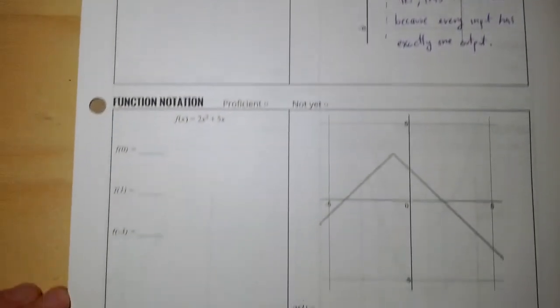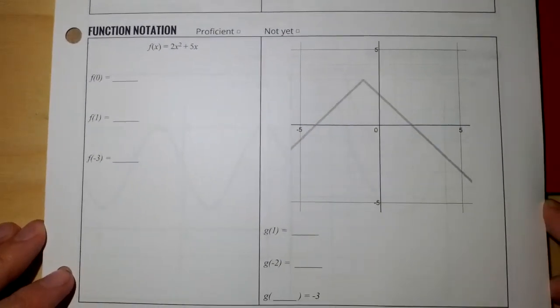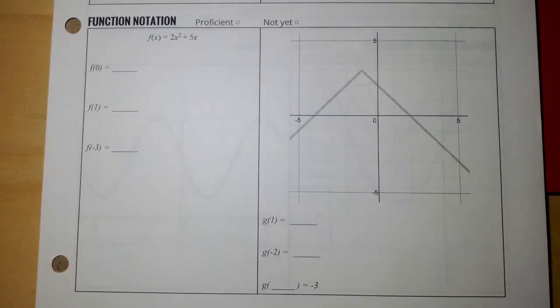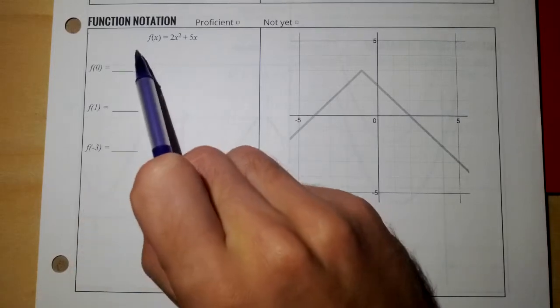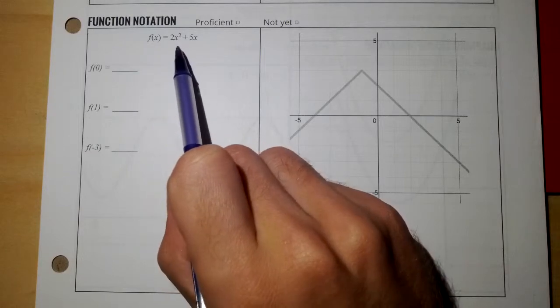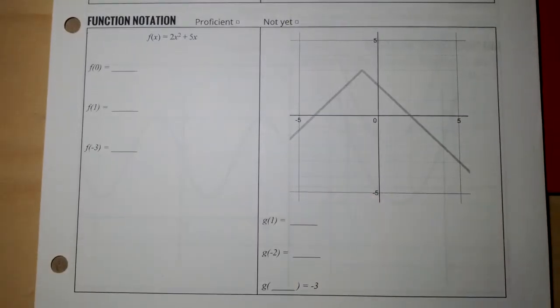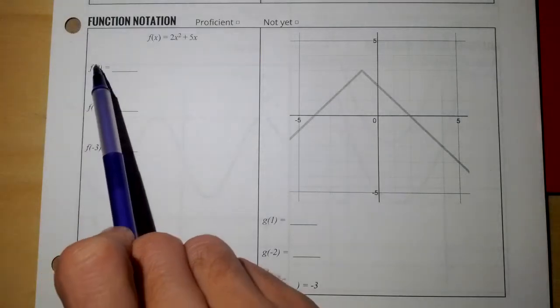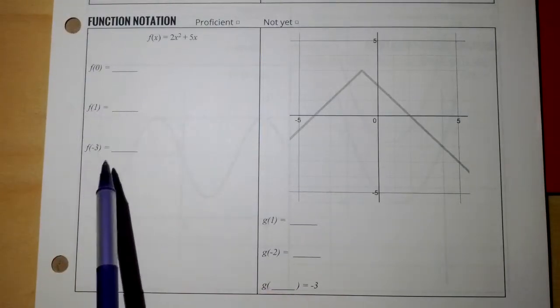Alright, second one in this video is going to be function notation. Function notation also deals a lot with inputs and outputs, and here we deal with how those two are connected. You could see a problem like this. We have f of x is equal to 2x squared plus 5x. So we have our function defined, and then we want to find with specific inputs what would the output be.